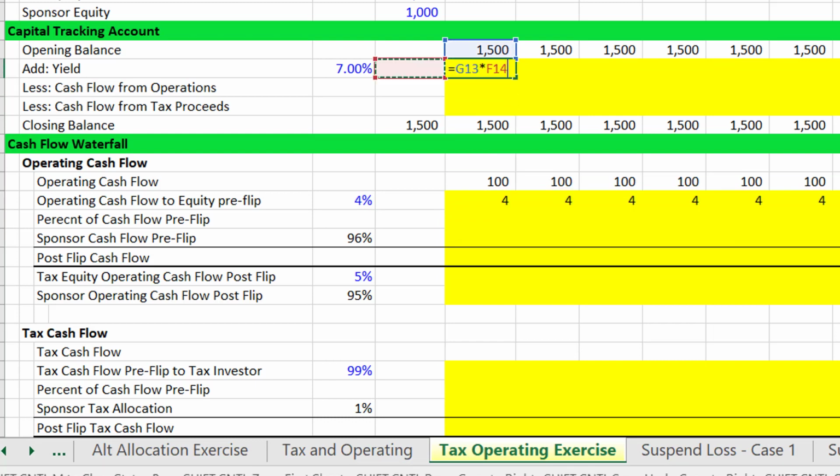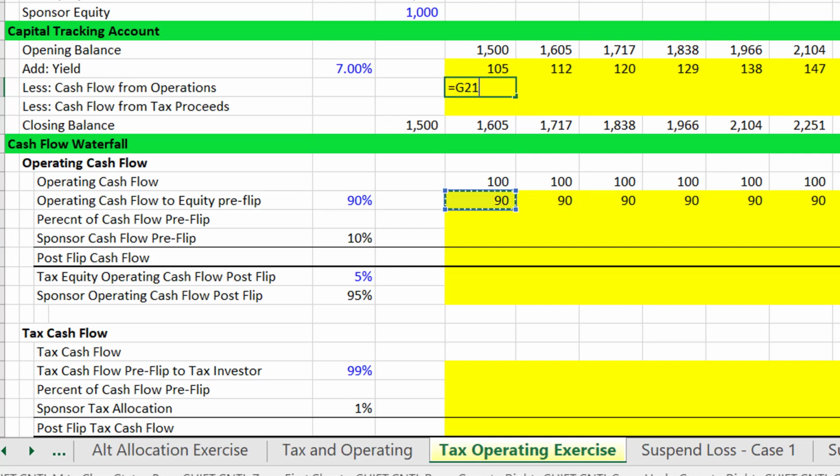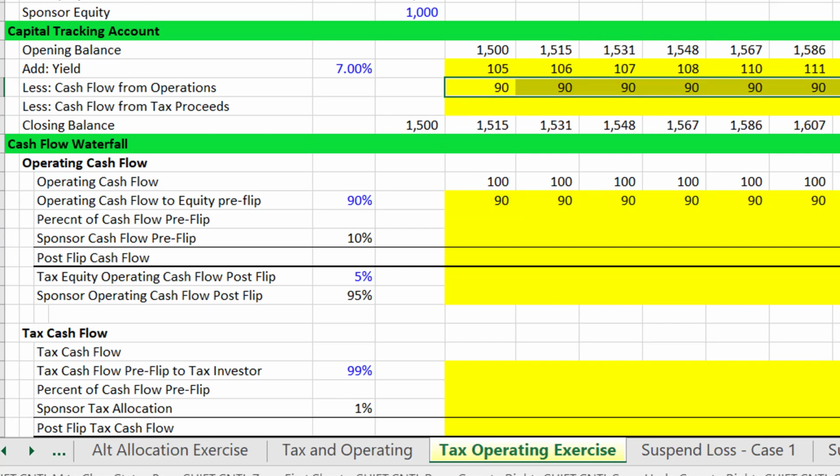Now, on this one, we do the same thing. We take the opening balance, multiply by this. This is like capitalized interest. That's the way I think of it. And then, here's the trick. I'm going to put this as 90% for just a minute. Now, if we put in this one that we get all the operating cash flows, okay? All right.